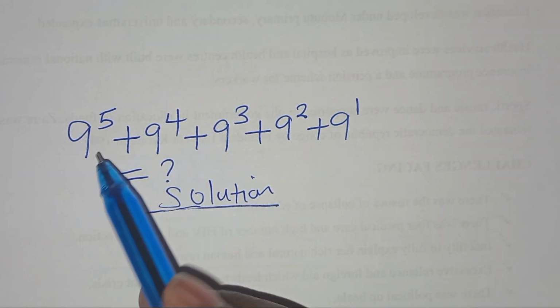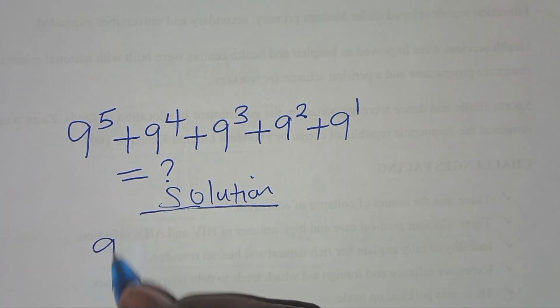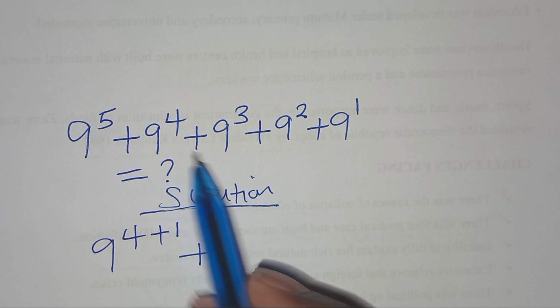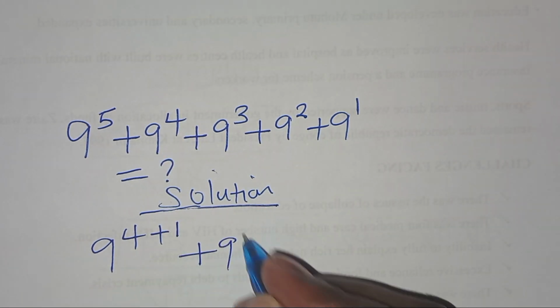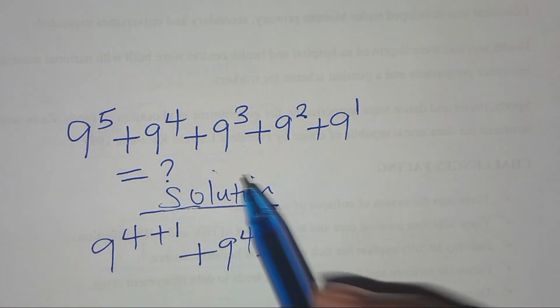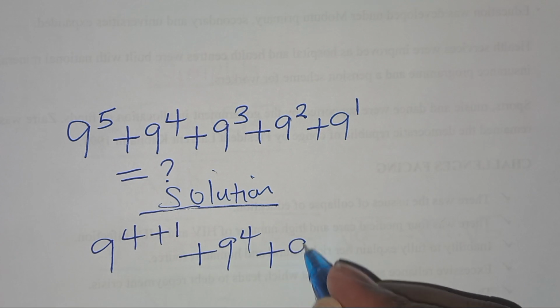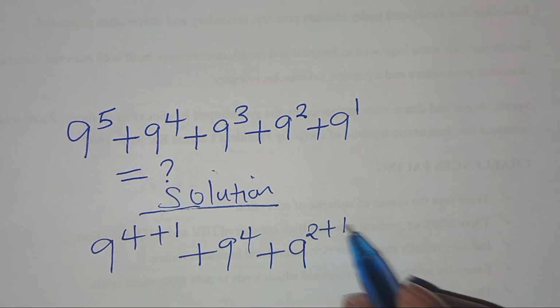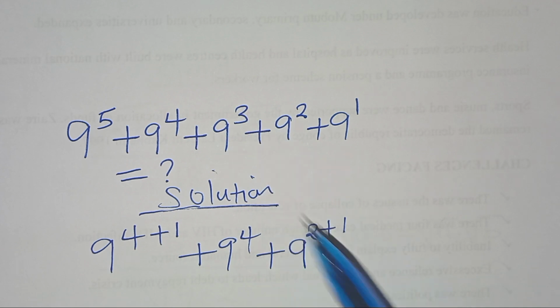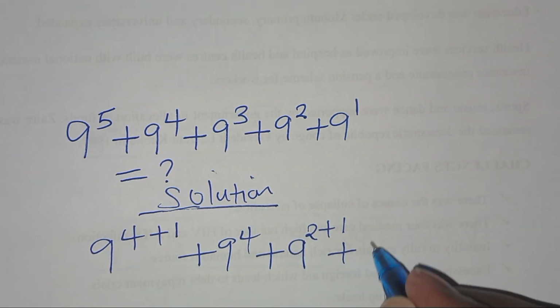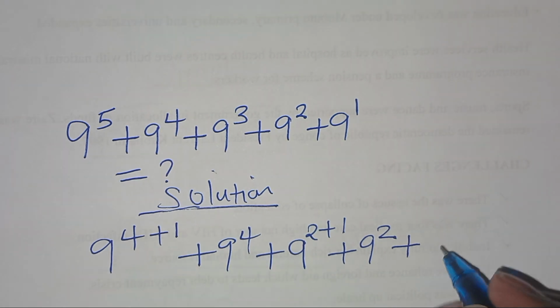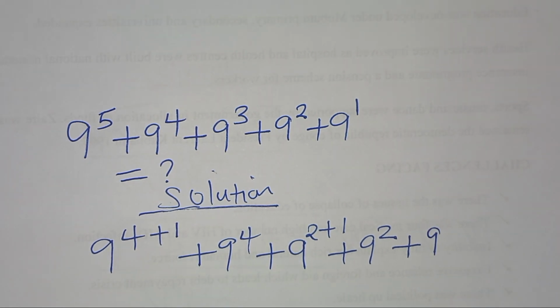we can express 9 to power 5 as 9 to power 4 plus 1, plus 9 to power 4, then plus 9 to power 3 can be expressed as 9 to power 2 plus 1. If you say 9 to power 2 plus 1, it is the same thing as 9 to power 3. Then plus 9 to power 2 plus 9 to power 1, which is the same thing as 9.